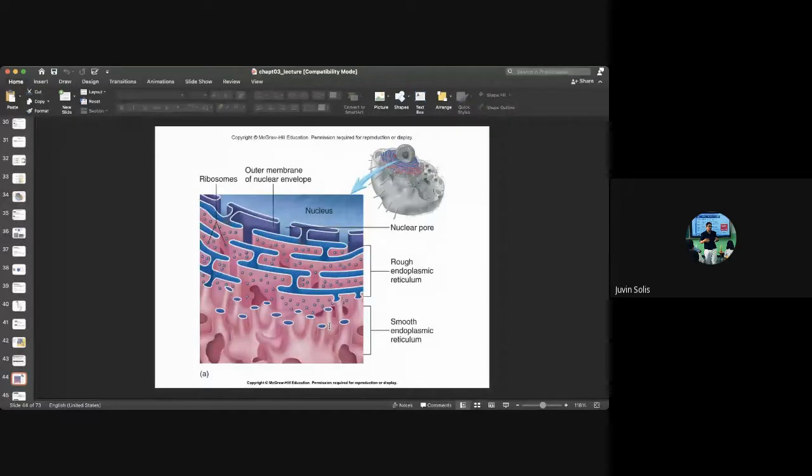These are the differences. As you can see here, the dots are your ribosomes, and the folded part that has dots is your rough endoplasmic reticulum. And here on this part, they look smooth. They don't have ribosomes. And these are your smooth endoplasmic reticulum. Clear?